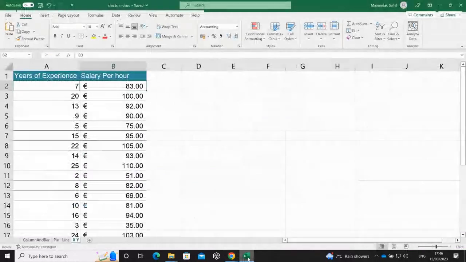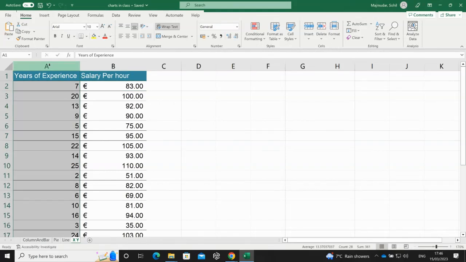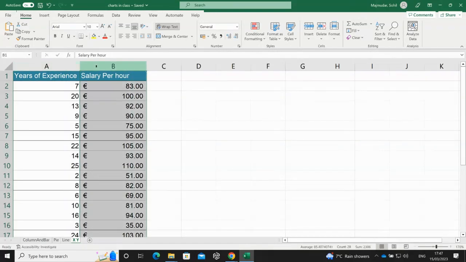Okay, so the question is, does the number of years you work, which is your first column, affect the salary you receive per hour? Right? So the question is, if you work more years, will that increase or decrease your salary?